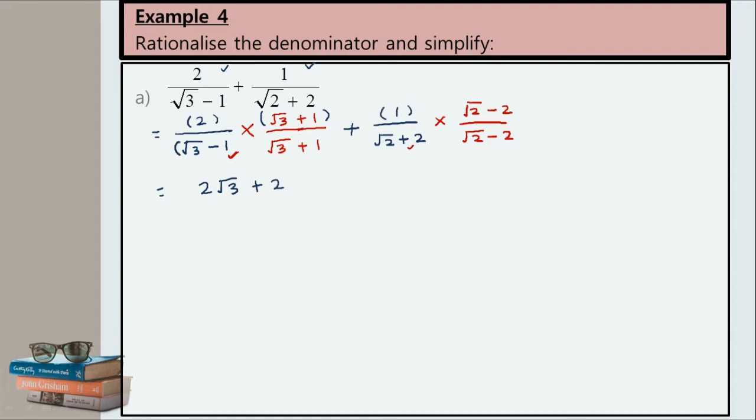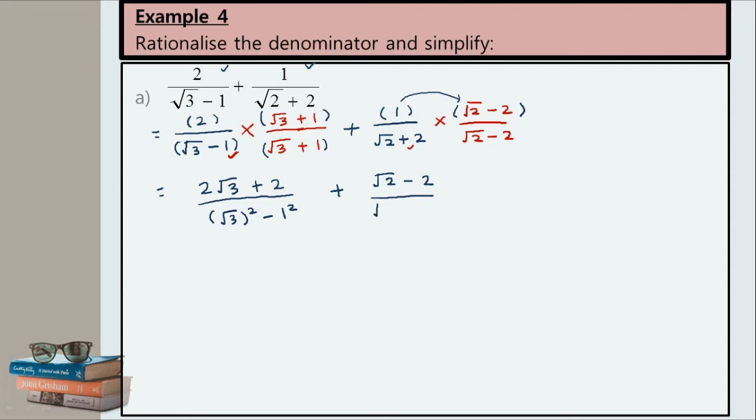And then the denominator, surd 3 minus 1, surd 3 plus 1. So dia akan jadi A squared minus B squared. So surd 3 squared minus 1 squared, plus 1 times surd 2 minus 2. So 1 times surd 2, surd 2. 1 times 2 minus 2.